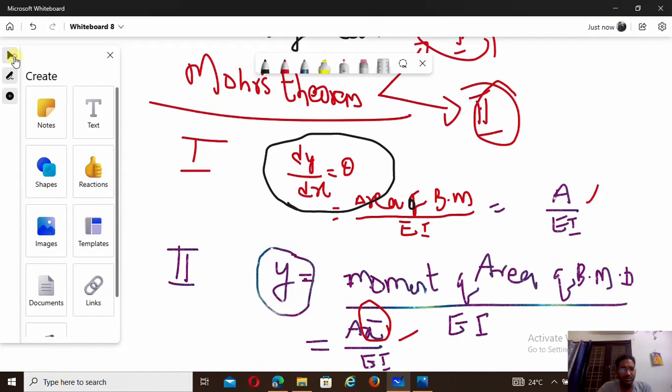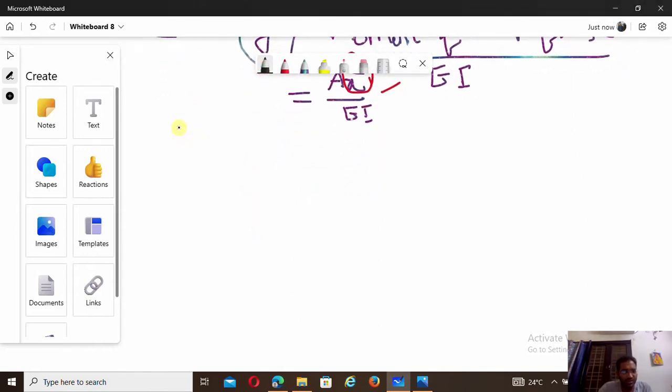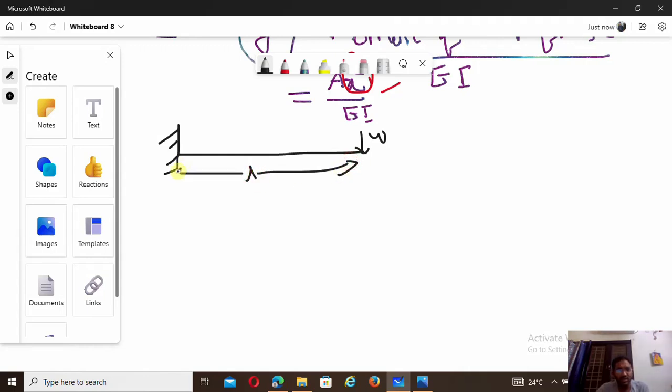So let us move first of all to the cantilever beam. How to solve the cantilever beam slopes and deflection. First case: a cantilever beam carrying a point load at the free end, and the span is L meters. What is the slope and what is the deflection? The slope and deflection occur at the free end only. Why? Because the load is acting at the free end, so you will expect slope and deflection at the free end.